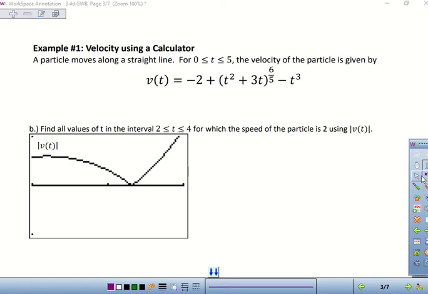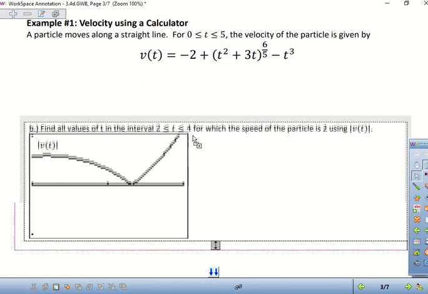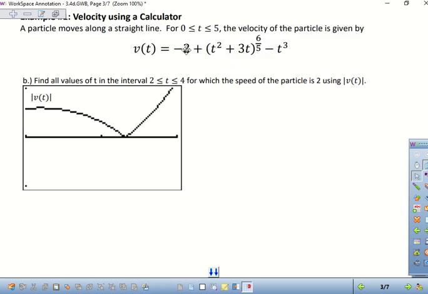This one here says we're talking about speed. So instead of velocity, we want to find speed. So what's the main difference between speed and velocity? Velocity is speed with direction. Good. So speed, we have to get rid of the direction by taking the absolute value of the velocity function.